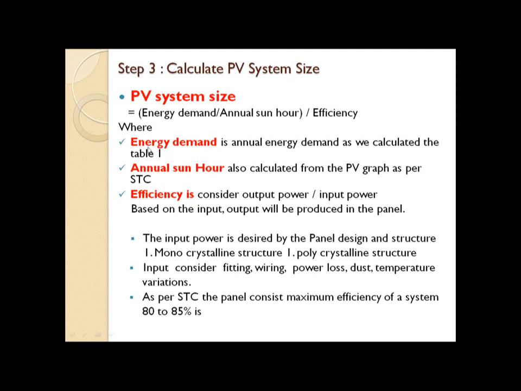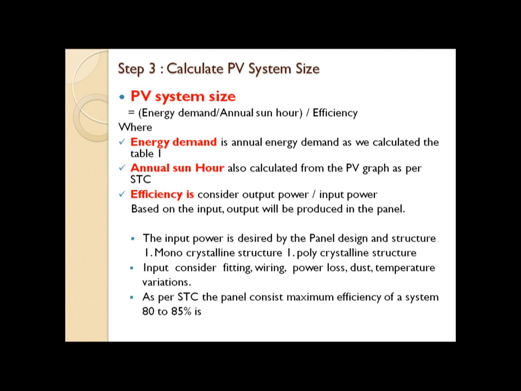The annual energy demand we collect from table 1. The annual sun hour we collect from the previous geographical map as per standard test conditions. The third one is efficiency. Efficiency's general formula is output power by input power. The output power is based on the input. Input considers two different factors: one is the crystal structure, which is based on the manufacturer's company, and another is mechanical issues. Mechanical issues are nothing but the fitting of the panel, wiring, power loss, dust and temperature variations.